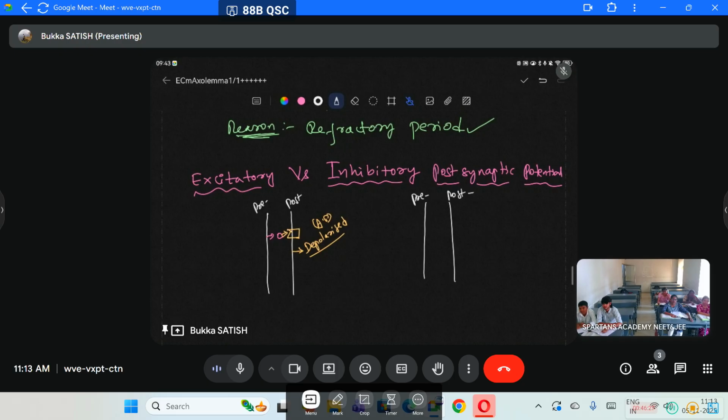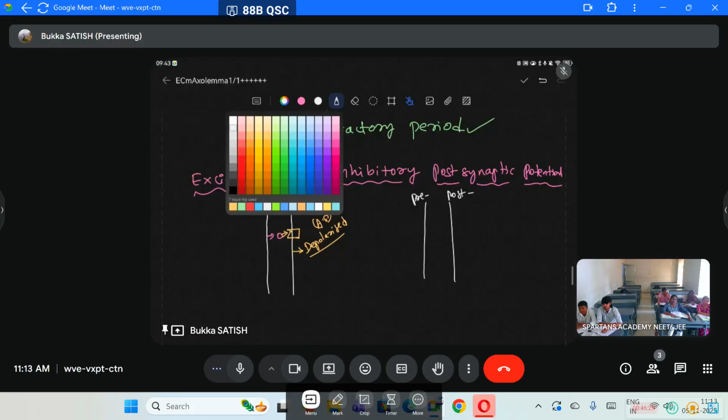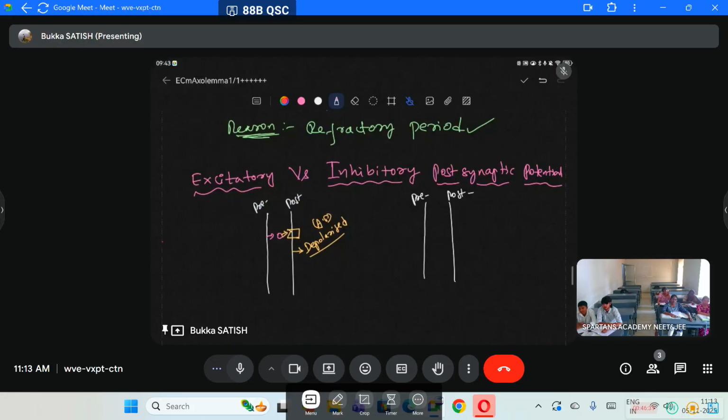Same presynaptic membrane, postsynaptic membrane. There are some neurotransmitters released from the presynaptic membrane that make this membrane undergo hyperpolarization. So the membrane, instead of undergoing depolarization, is undergoing what? Hyperpolarization. It is already in the polarized condition. It is undergoing a hyperpolarized condition.